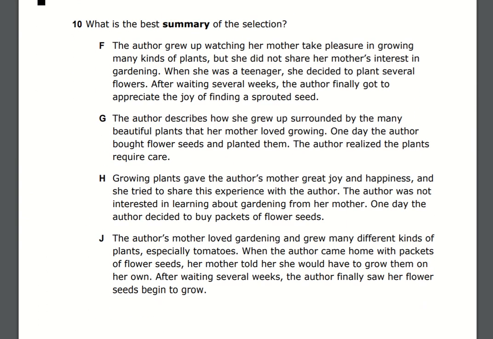Question 10. What is the best summary of the selection? F. The author grew up watching her mother take pleasure in growing many kinds of plants, but she did not share her mother's interest in gardening. When she was a teenager, she decided to plant several flowers. After waiting several weeks, the author finally got to appreciate the joy of finding a sprouted seed. G. The author describes how she grew up surrounded by the many beautiful plants that her mother loved growing. One day, the author brought flower seeds and planted them. The author realized the plants require care.